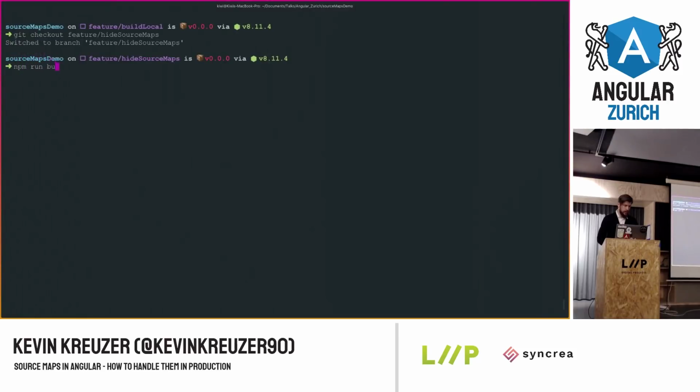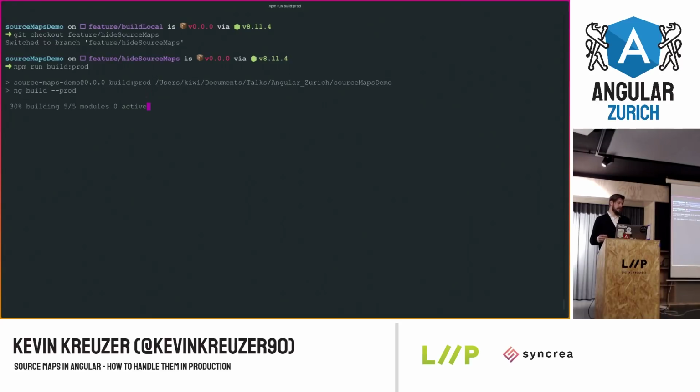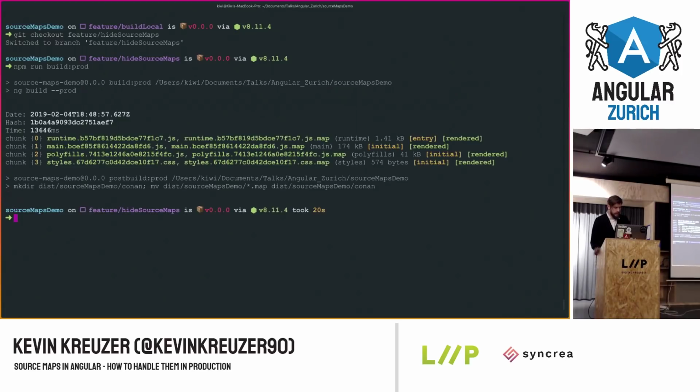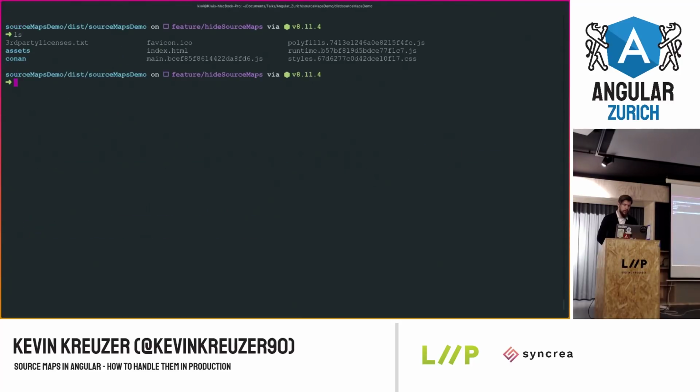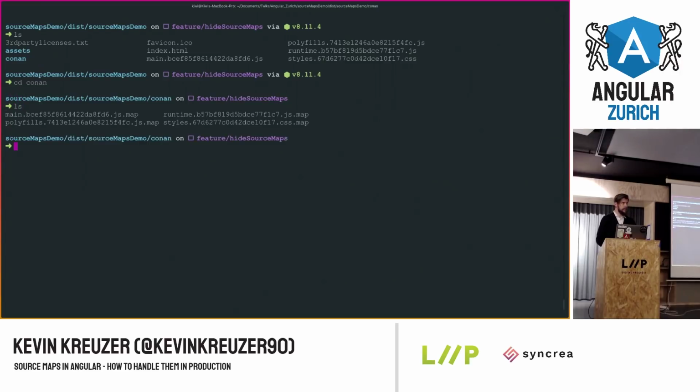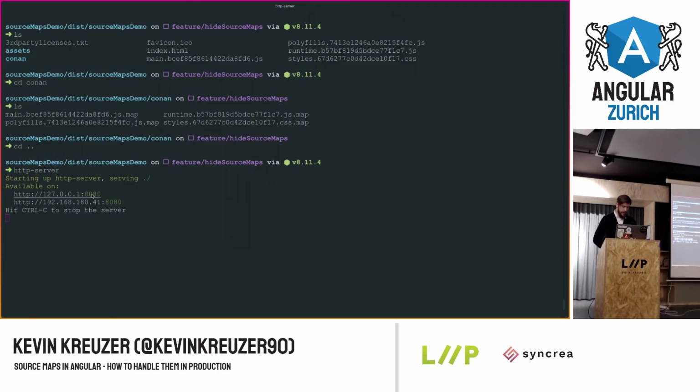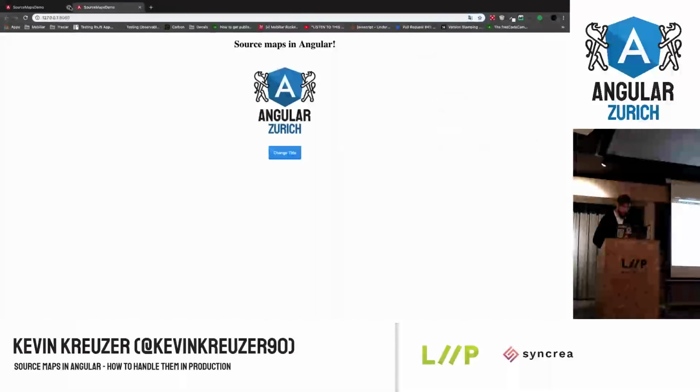So if we again run build prod, this will generate the dist folder with source maps demo and also the Conan folder, and it will move all the source maps into this folder. Now we can see that we have the main files and the Conan folder. If we change into the Conan folder, we can see that our source maps are now there. So if we now serve up our application again, we can close the old one.